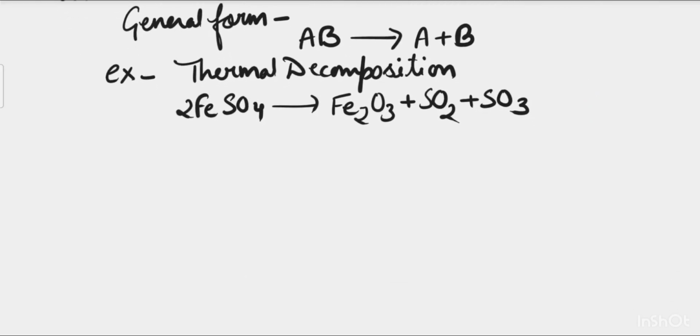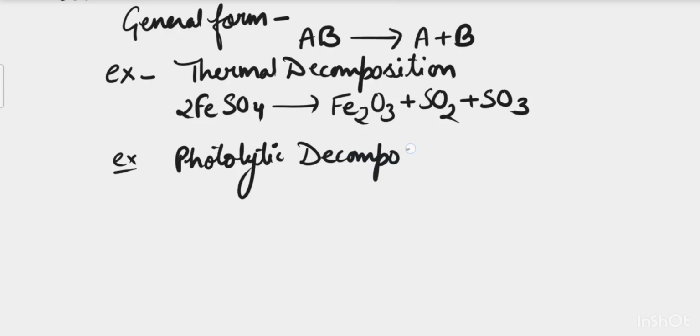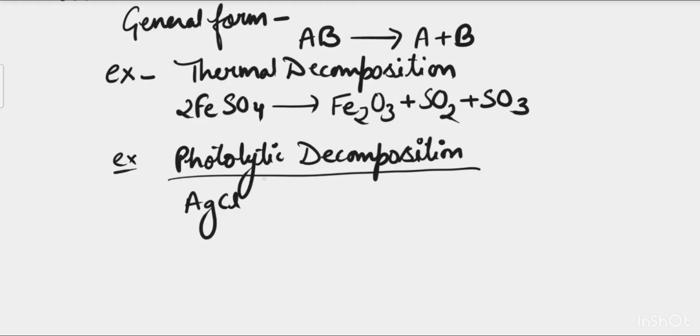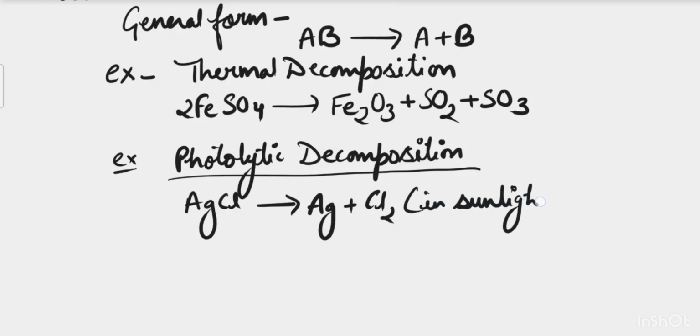Another example, photolytic decomposition. AgCl will form Ag plus Cl2 in sunlight. It is used in black and white photography.